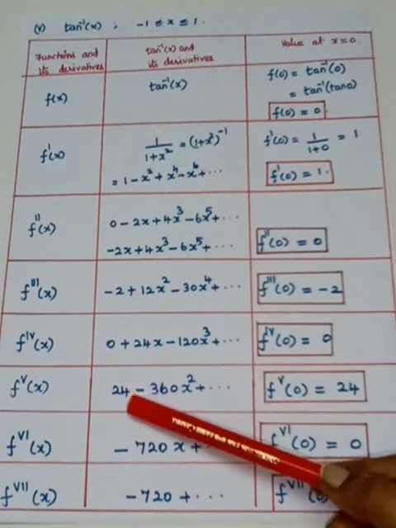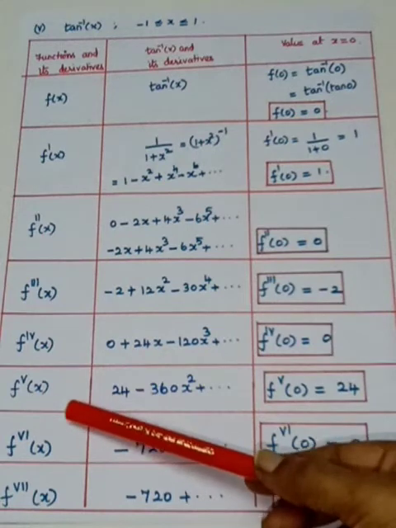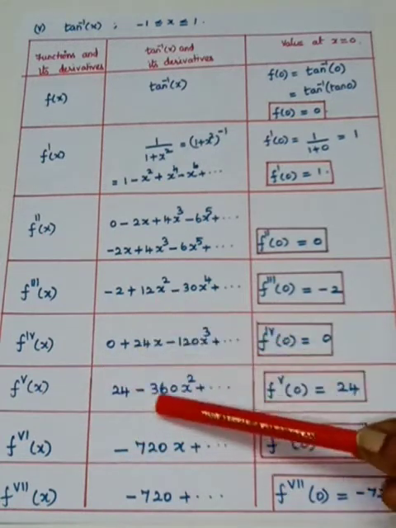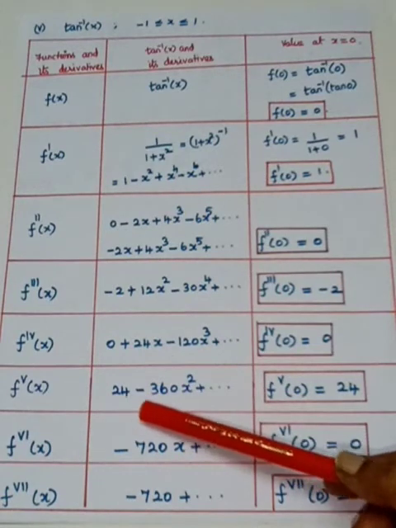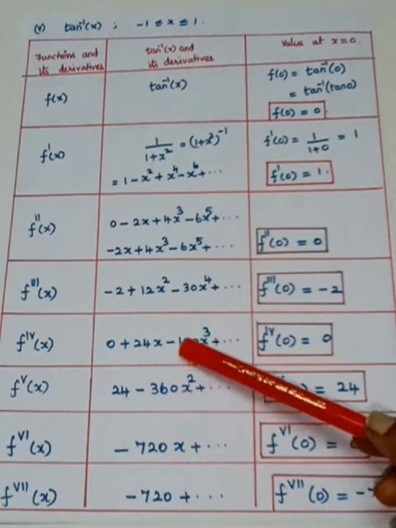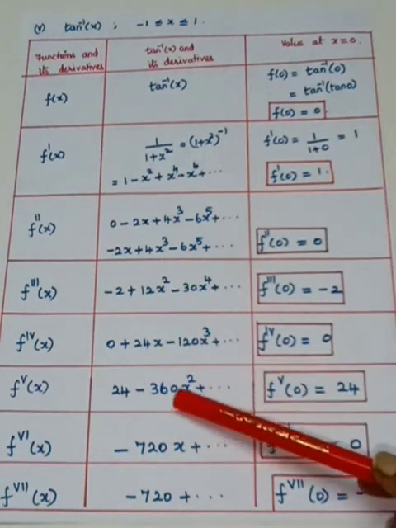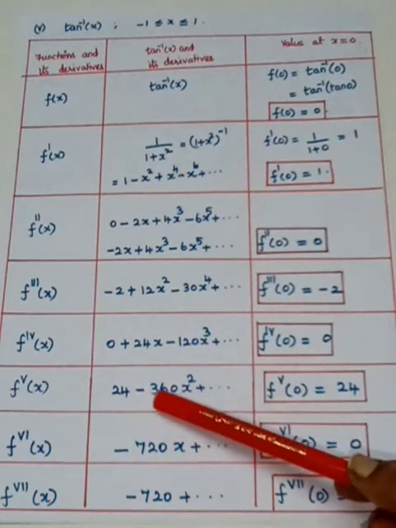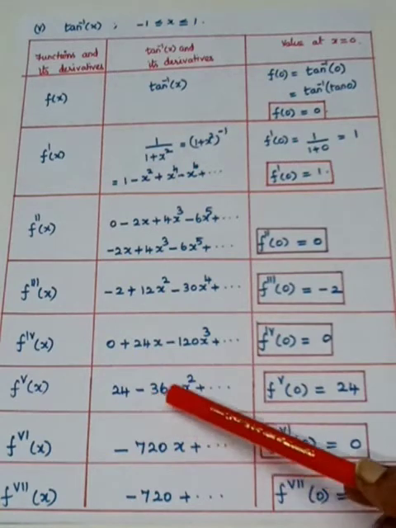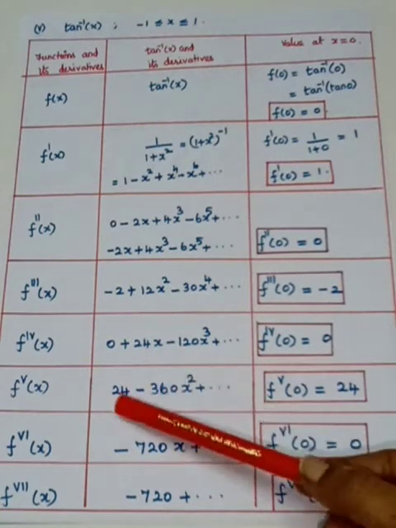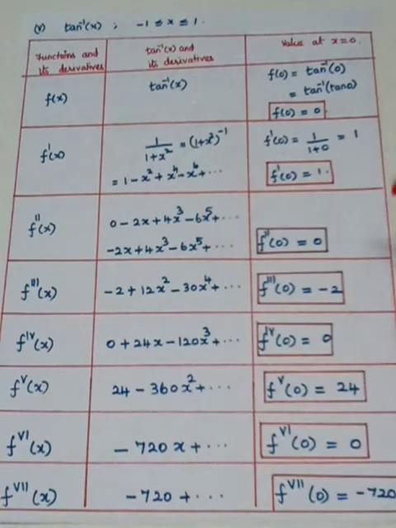Next you have to go for f fifth dash of x, that is you have to differentiate it again. So 24x, if you differentiate, is 24, minus 120 is a constant, x cubed gives 3x squared, so minus 120 into 3 is minus 360x squared. So you see now, the other term has x, so you will get the answer as 24. You can get 3 values, so 1, 2, 3, up to this you can stop.